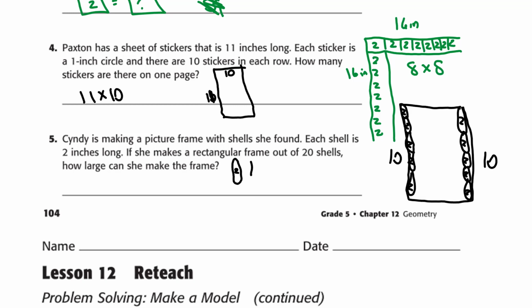I'm sorry, we've used how many shells? 10? And so we need to use 10 more. We have 20 shells, so we are going to do 1, 2, 3, 4, 5. Okay, so we're going to go 1, 2, 3, 4, 5. But imagine those are lengthwise. And then we're going to go 1, 2, 3, 4, and 5. So each one of these are 2.